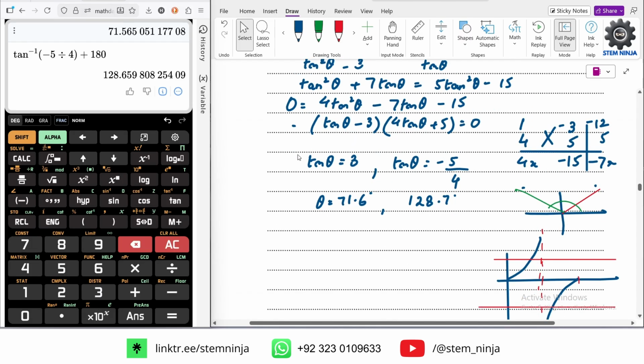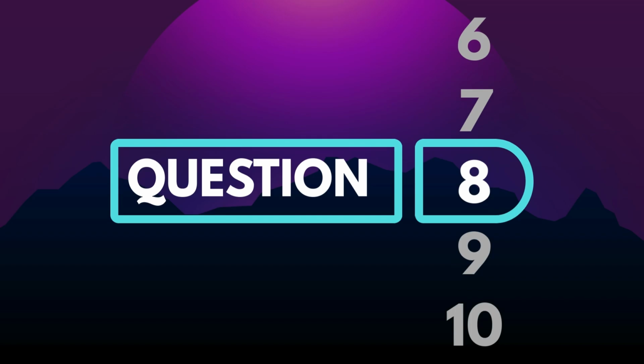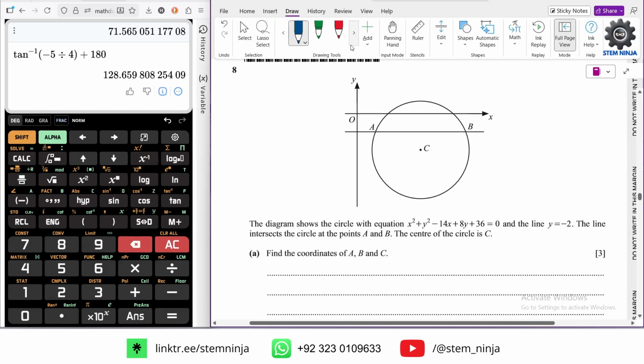Okay, let's move on to the next question. Question number 8. The diagram shows the circle with equation this, and the line y is equal to minus 2. The line intersects the circle at points A, B. Find the coordinates A, B, and C.